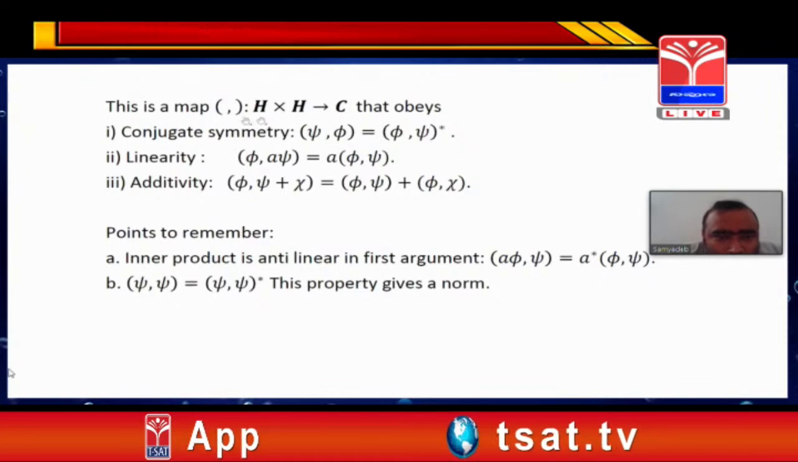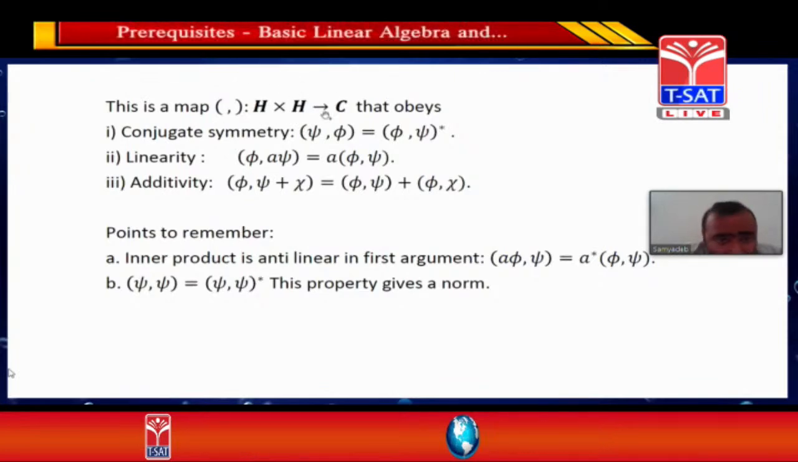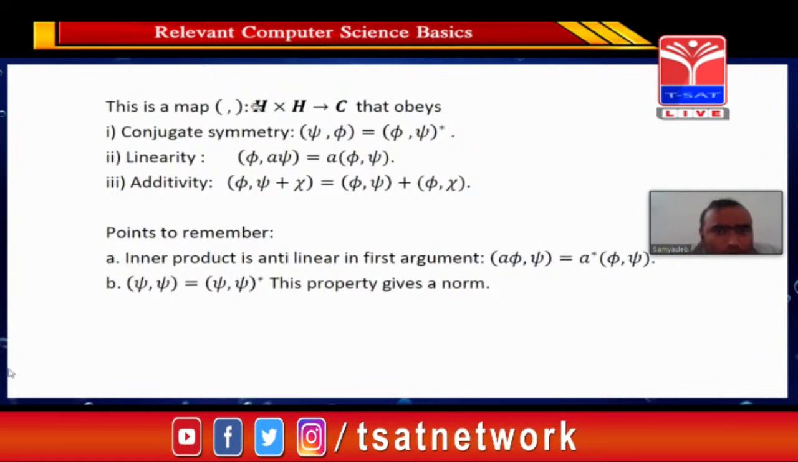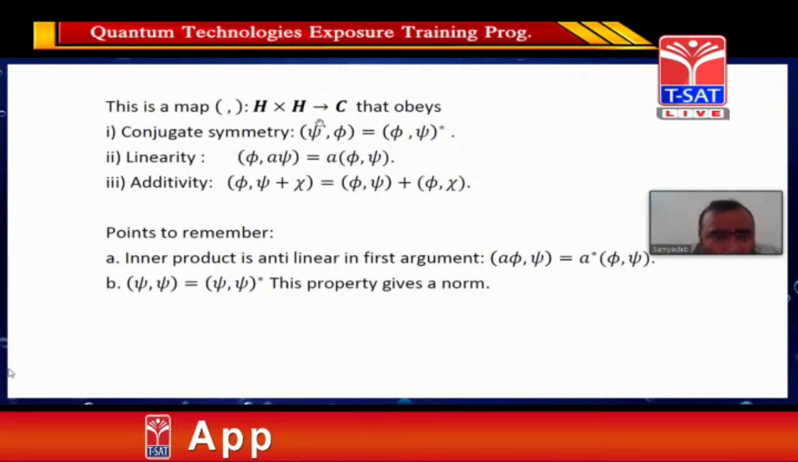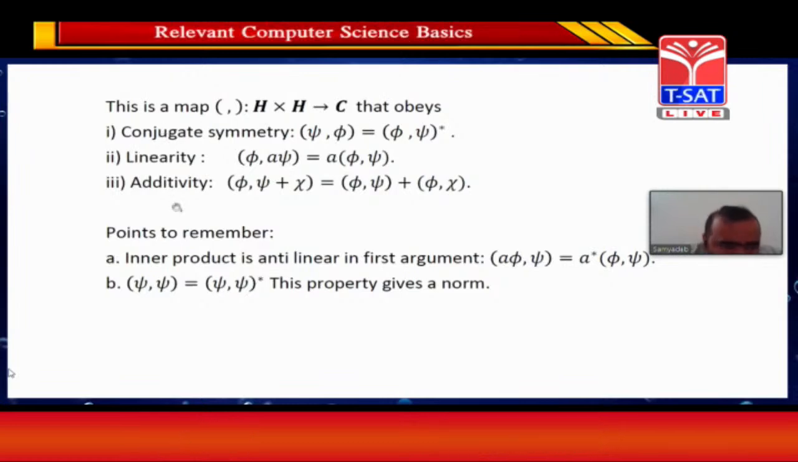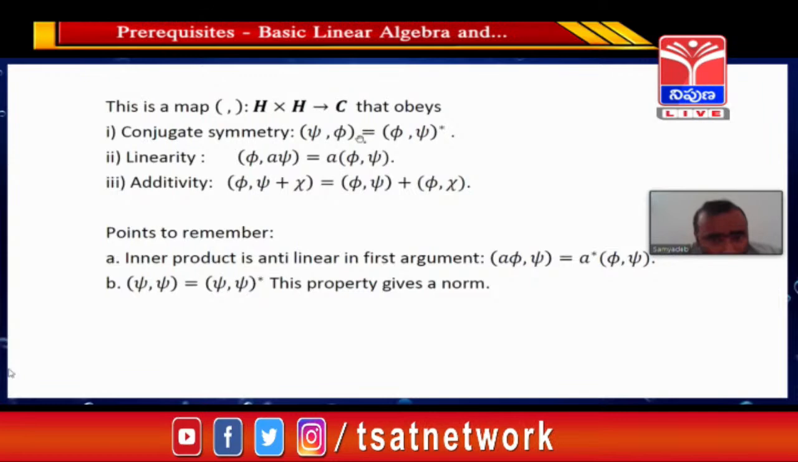What is the map? It takes two elements of a Hilbert space to a complex number. That is, it takes two vectors and does some particular form of multiplication, so that the result is a complex number. And this map is a linear map. This has three properties: conjugate symmetry, linearity, and additivity. So the inner product of two vectors xi and phi is a complex number.